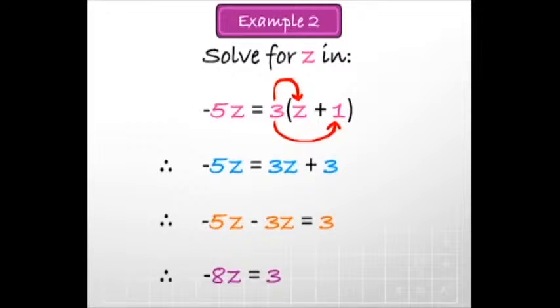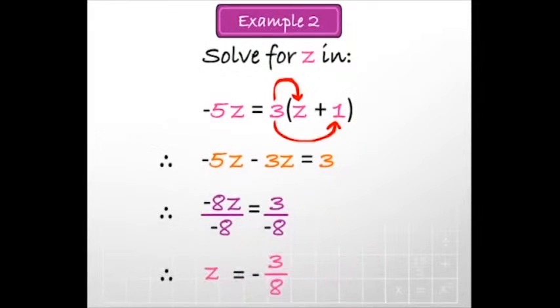Now we isolate z by dividing both sides of the equation by minus 8. And so we get z equals minus 3 over 8. Don't forget to watch the signs. A plus divided by a minus gives us a minus.